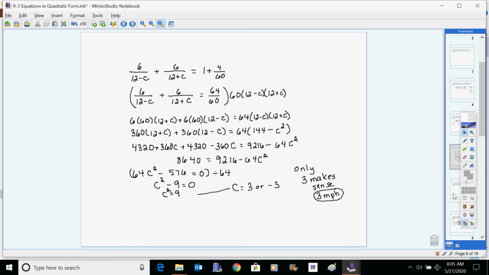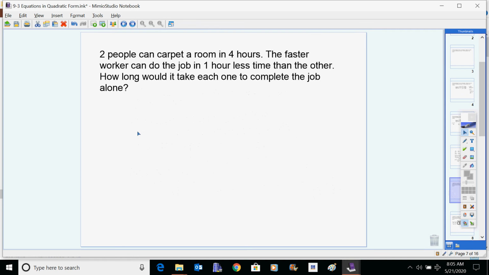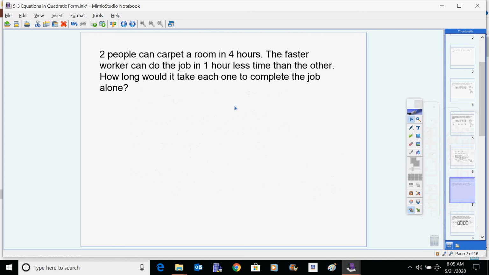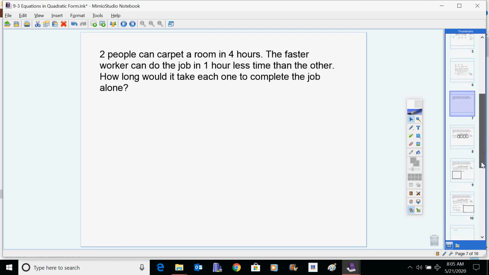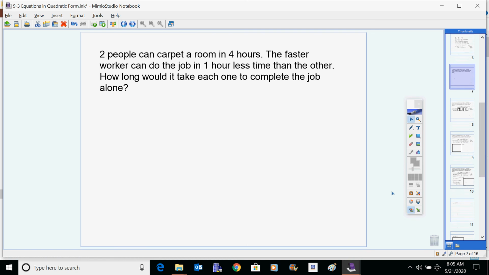I'll let that sink in for a minute. Okay, this is another rate problem, but it has to do with people doing a job. You know just from your experience that people work at different rates, and that is the case for anything. Sometimes there's thinking and sometimes there's physical work, but this particular problem is carpeting a room.